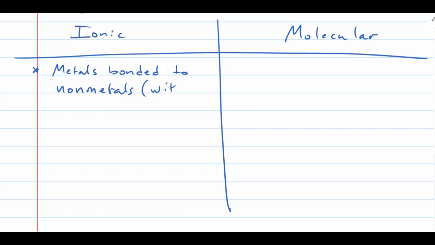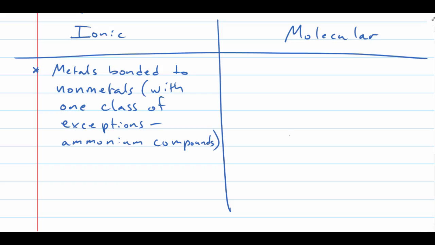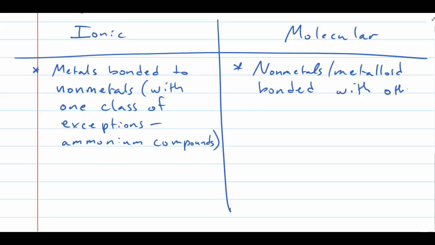And this is going to be with one class of exceptions. Exceptions are always fun. And those exceptions are going to be ammonium compounds. Over here on the molecular side, this would be either nonmetals and/or metalloids that are bonded with other nonmetals or metalloids.